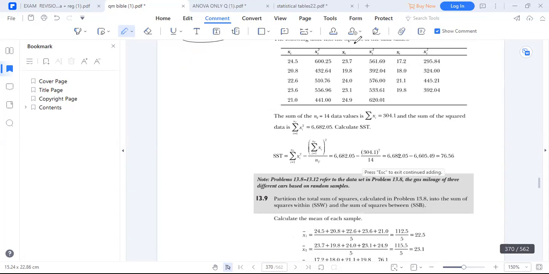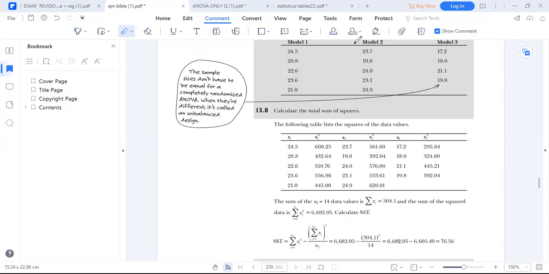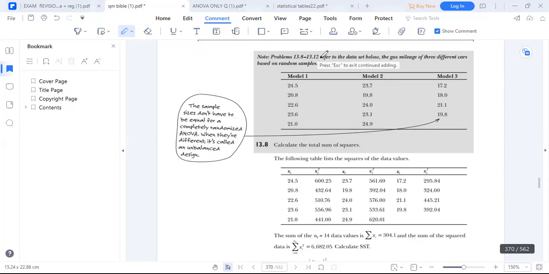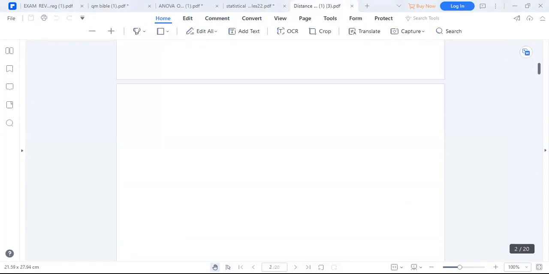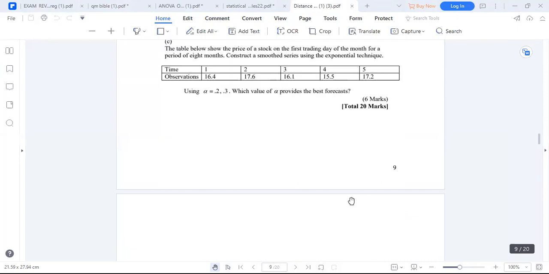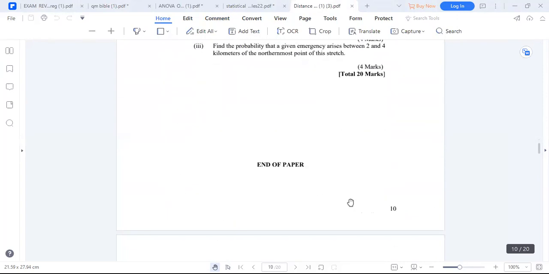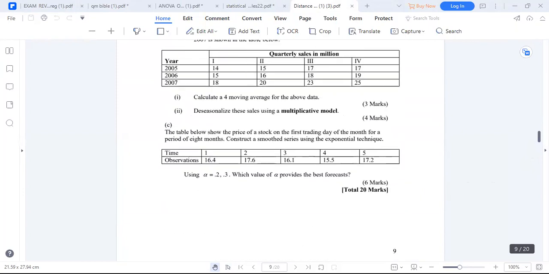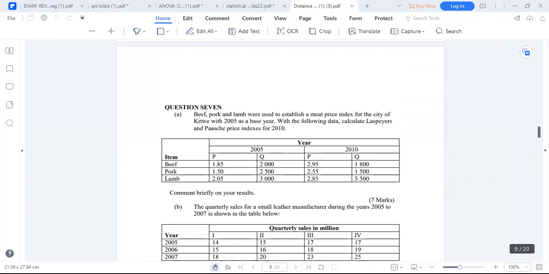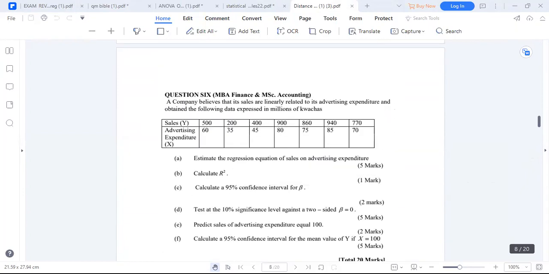All right, any questions so far? Let me go to the CBU paper. I'm not going to calculate, but I just want you to explain to me what is supposed to be done so that you get the gist.